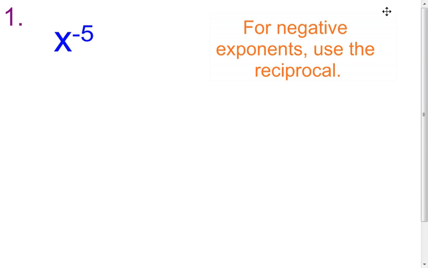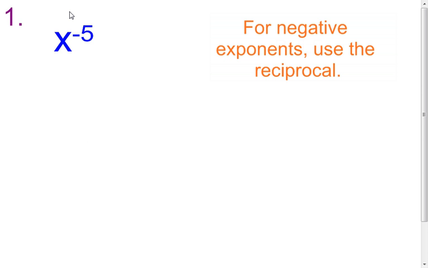Okay? The most common mistake I see when people say x to the negative 5 is they write their answer like this, negative x to the 5th. For some reason, they just take this negative right here and they bring it out in front, and that's not what a negative exponent means. A negative exponent means that the reciprocal needs to be used.